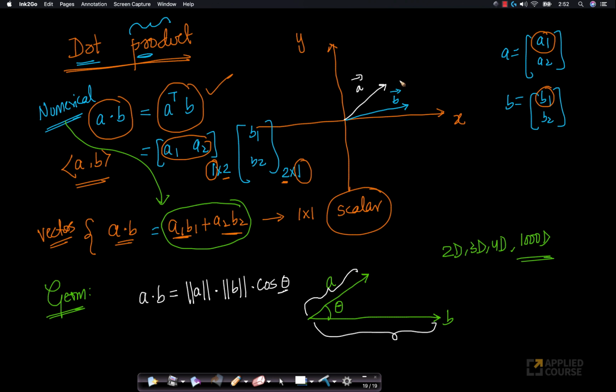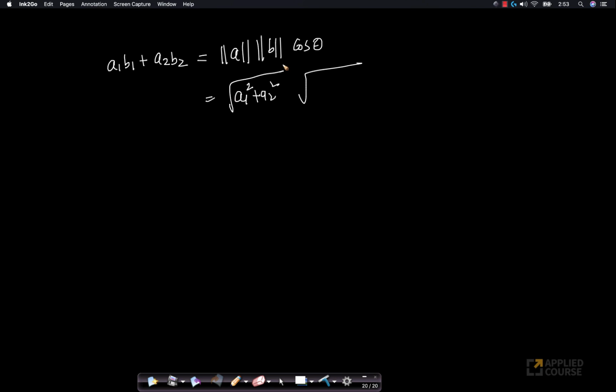So imagine if somebody gives you two vectors, and you want to compute the angle between both of them, because these two are going to be same. Or in other words, imagine that A and B are two-dimensional vectors. This is the same as the length of vector A, the length of vector B, and cos theta. We know the length of vector A from Pythagoras theorem is the square root of a1 square plus a2 square. The length of vector B is the square root of b1 square plus b2 square, and cos theta.